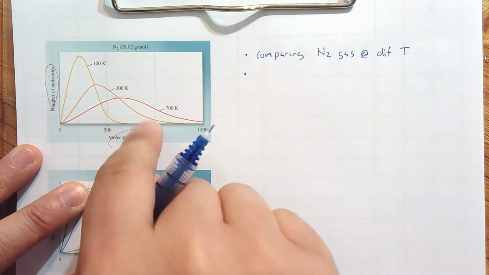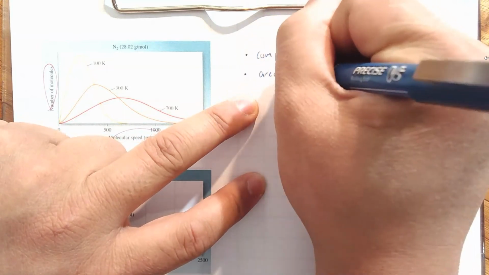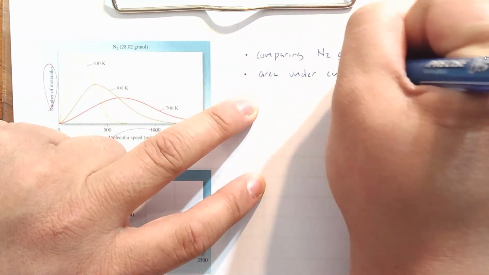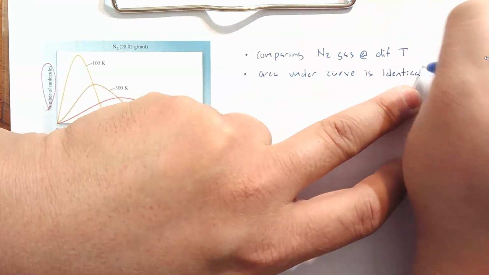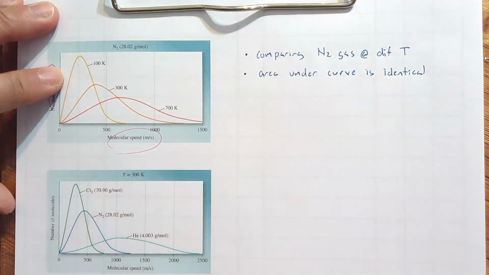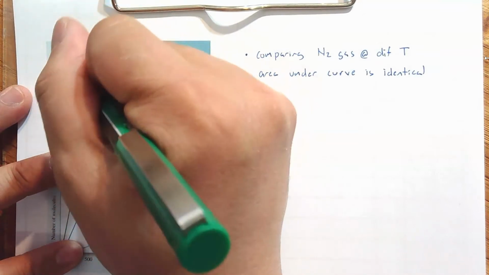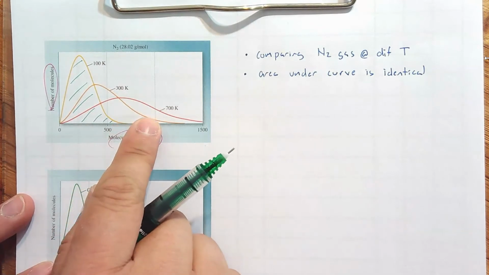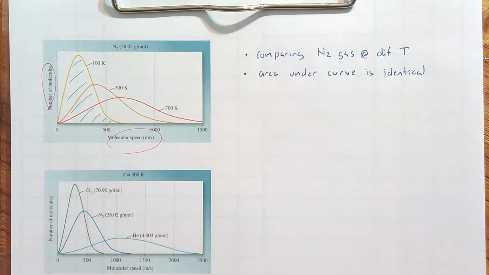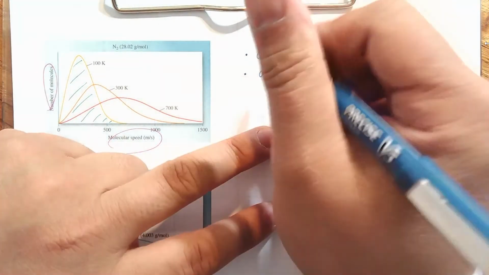The other thing that you want to realize is that the area underneath the curve of each temperature is identical. Basically, the area carved out by these curves. So the area of this yellow, that's the same area as underneath the orange, underneath the red. We're just distributing the molecules differently. And we're going to say the area under is identical because we want to compare the same number of molecules per sample.